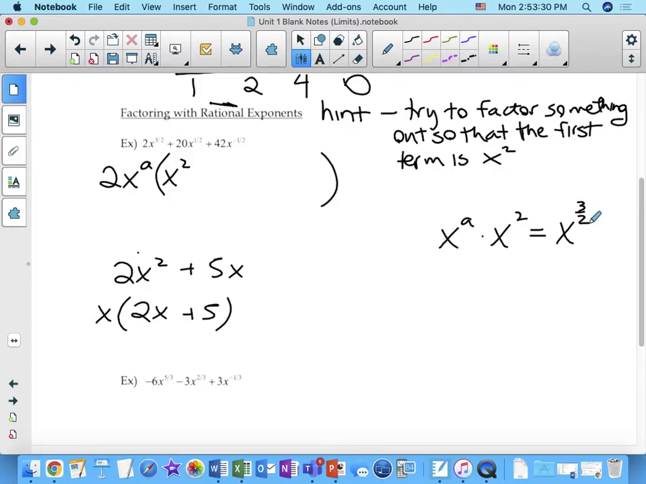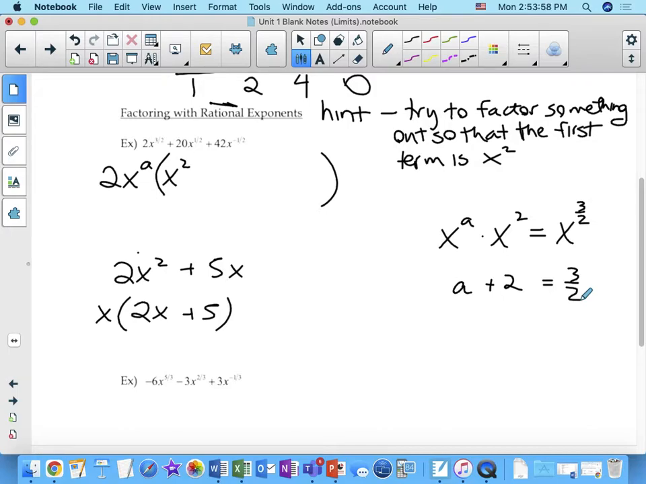Okay, now here's where we use all of our math all at the same time. Now we're going to use our exponent laws. When we multiply two powers with the same base, what do we do with these two things? Add. Okay, so what we can take from this is a plus 2 equals 3 over 2. So what plus 2 is 3 over 2?